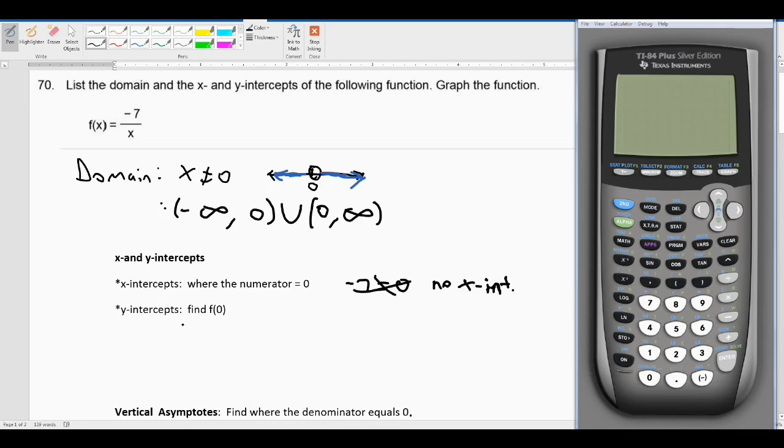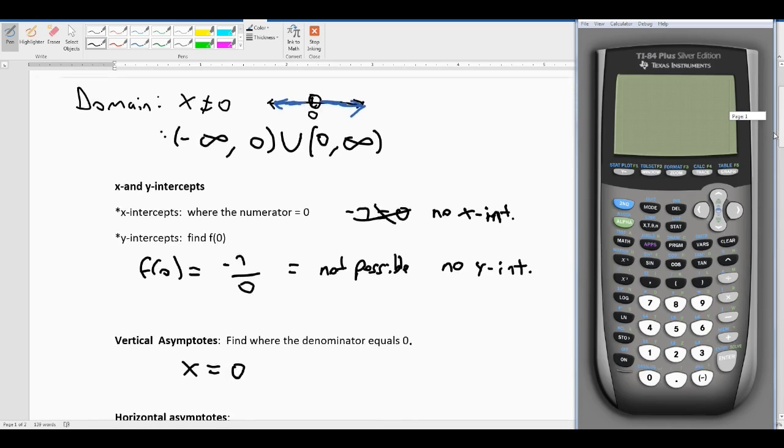Now to find the y-intercept, you replace x with 0. So you find f of 0. So when we do that, we substitute 0 in for the x, and negative 7 divided by 0 is not possible. It's undefined. What that means is there's no y-intercept. So now let's find the horizontal asymptotes, if there are any.